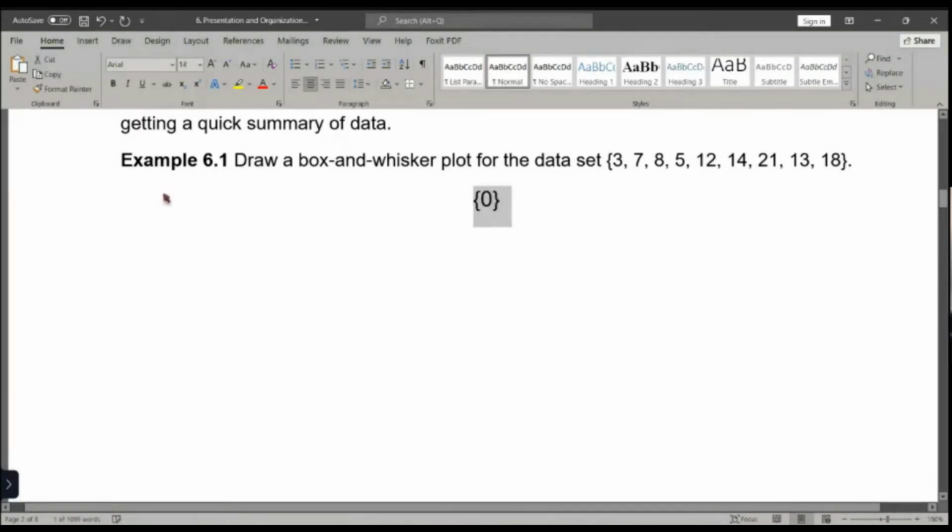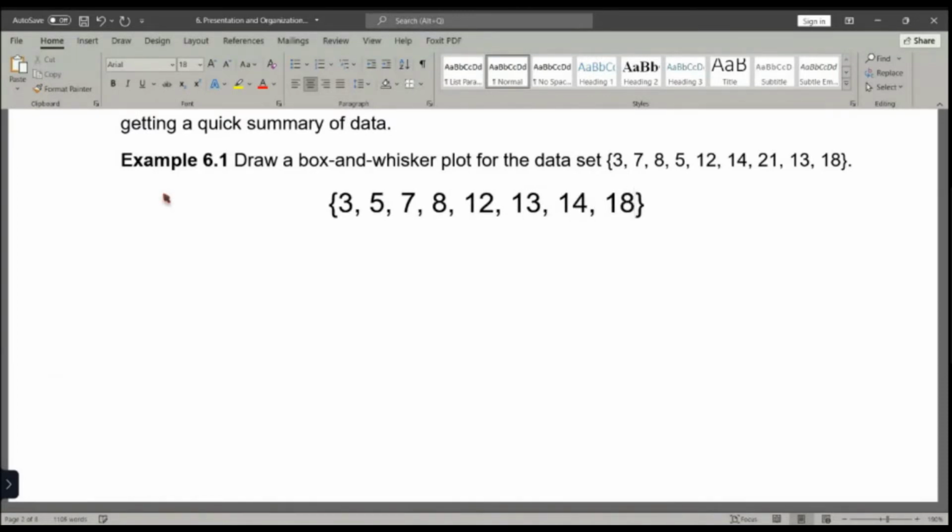What is the lowest value? 3, sir. Okay, 3. Next. 5. 7, 8. Plus 12, 13. 14, 18. 21. And then 21.